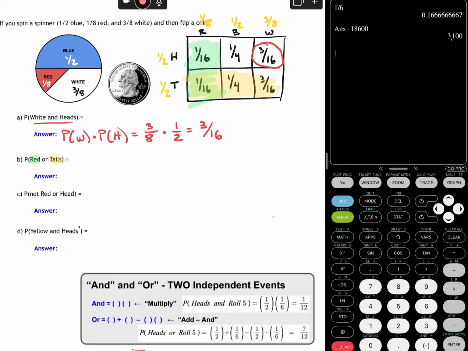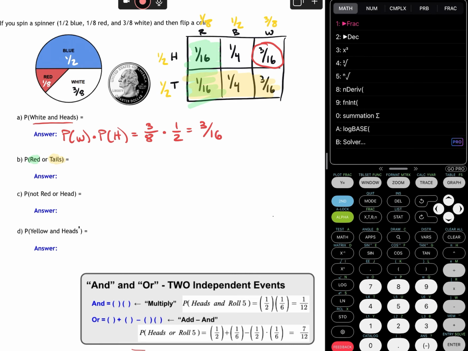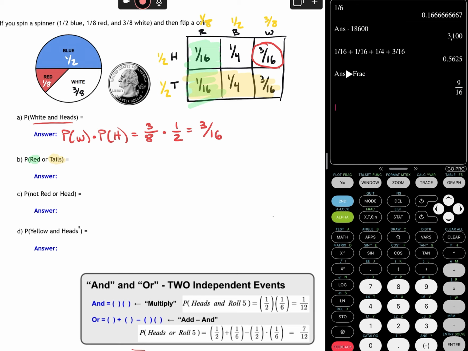So if you're using an area model, you could just take your 1/16 and add another 1/16, and then you could add 1/4 and add 3/16. So you could just add those four different outcomes, and you end up with your answer, which is going to turn into a fraction of 9/16. You can do it that way, but you could use your formula down below.